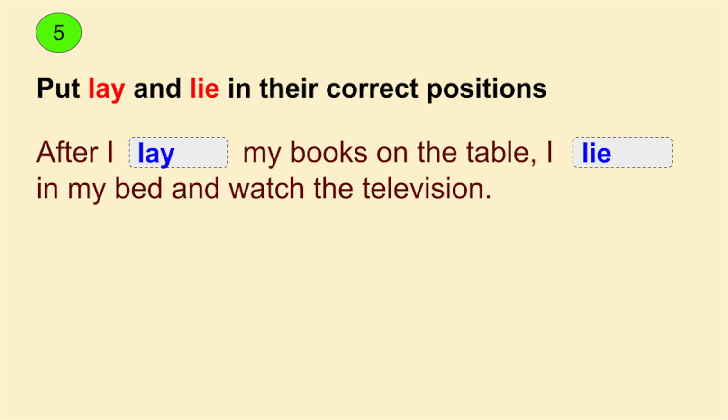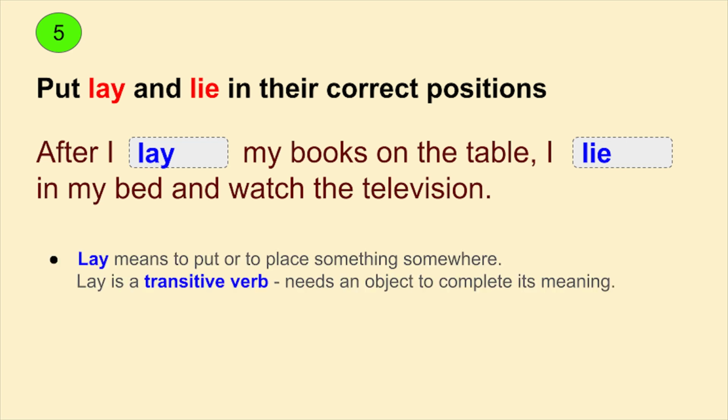Lay and lie are 2 words that are easily confused in English grammar. Lay means to put or to place something somewhere in a flat position. It is a transitive verb. It needs an object to complete its meaning. In this sentence, my books is the object.